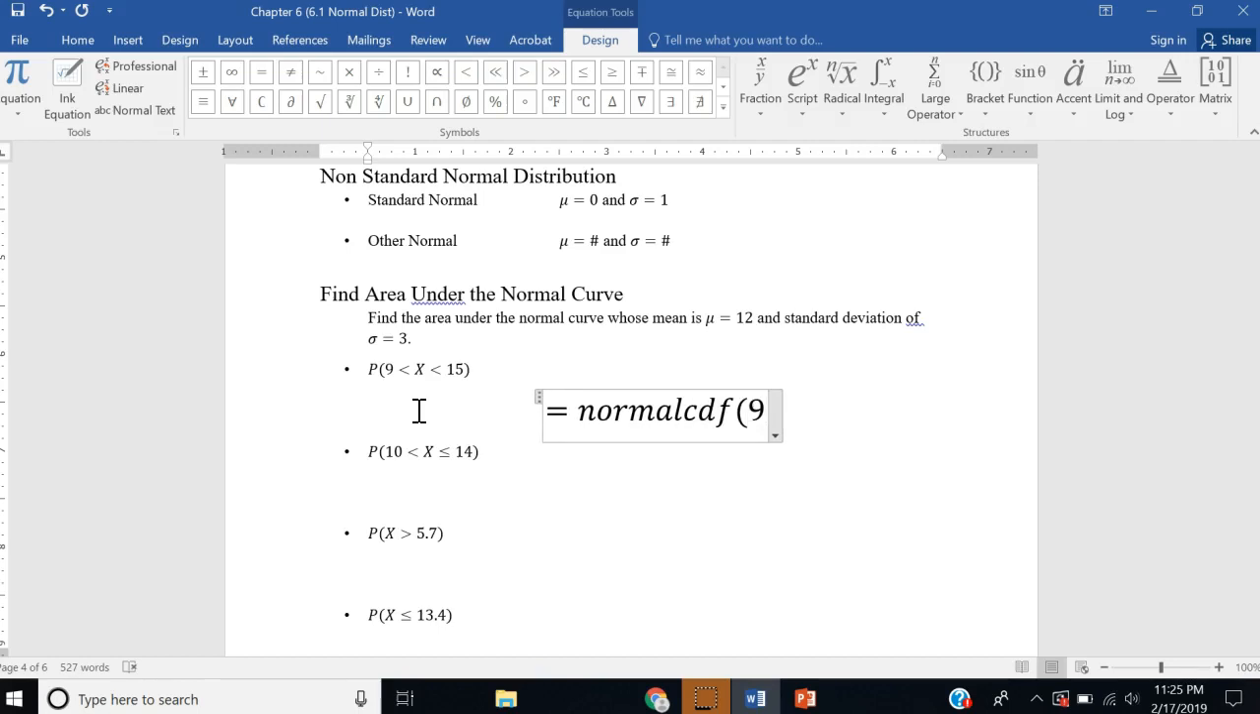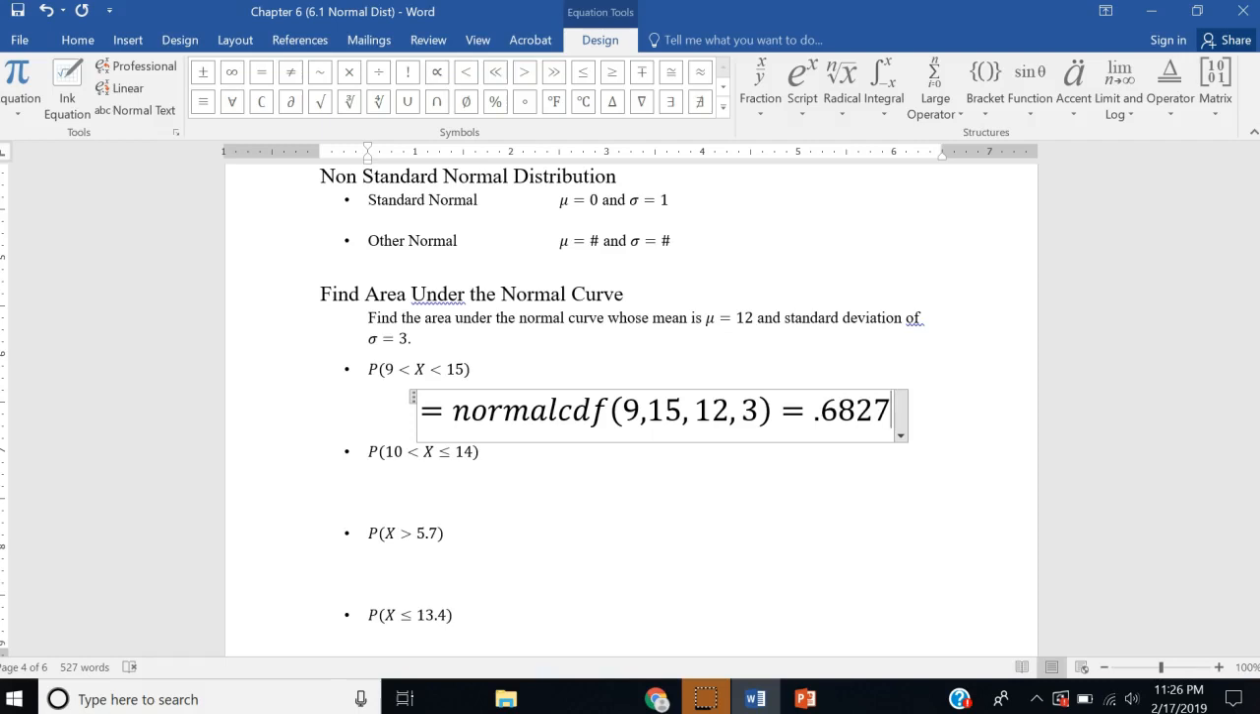Our lower value clearly is 9. Our upper value is 15. Our mean is 12 and our standard deviation is 3. So normal CDF, lower is 9, upper is 15, mean is 12, standard deviation is 3. Now, I want you to type this in real quick. If you need to, push pause on the video. What you will notice is that the probability of getting between 9 and 15 on this normal curve is 0.6827.